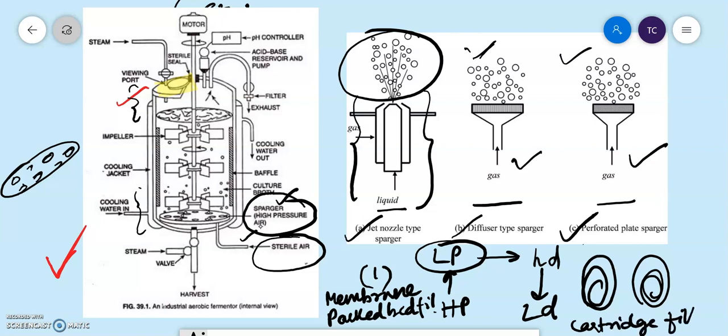So with this, I will end this particular portion today. In this class, we have discussed the basic construction material of the biofermenter, its sealing process, and the aeration process. From the next class, we will move on to the agitation process.